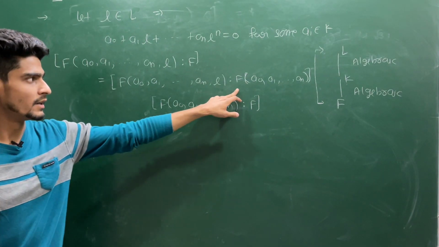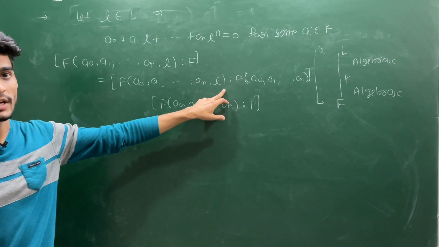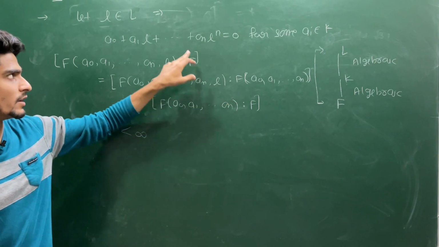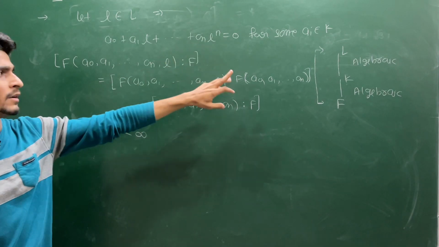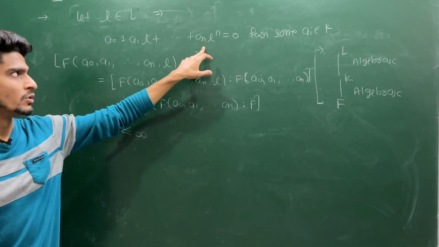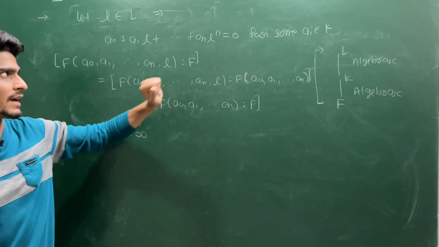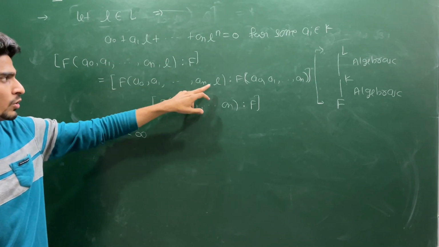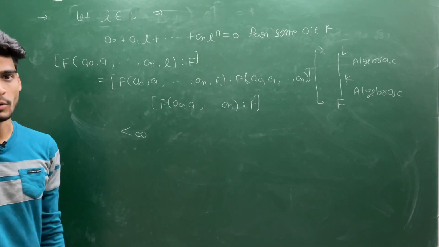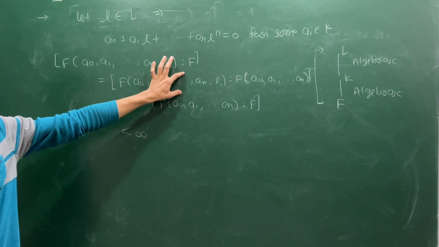And what can be the degree of this extension? At most n, because I am not saying this is the minimal polynomial. This is some polynomial which contains L as a root. So the minimal polynomial must divide this polynomial, whose degree is n. So the extension here can be at most n. So this first one is finite.